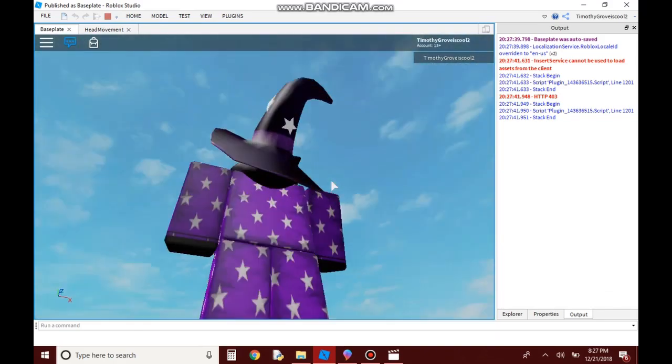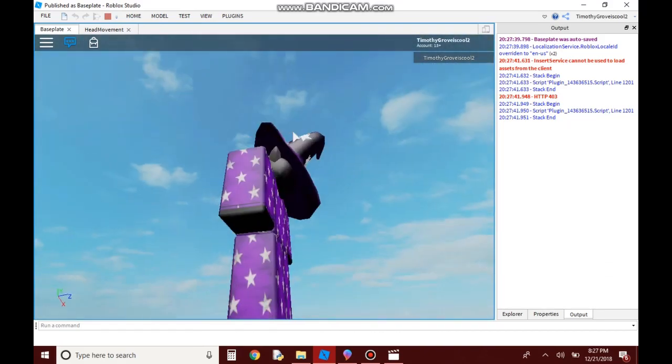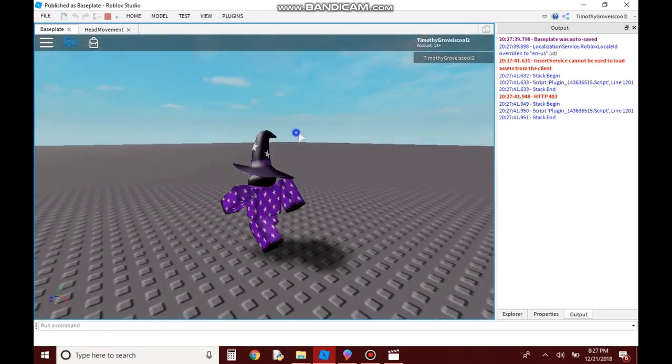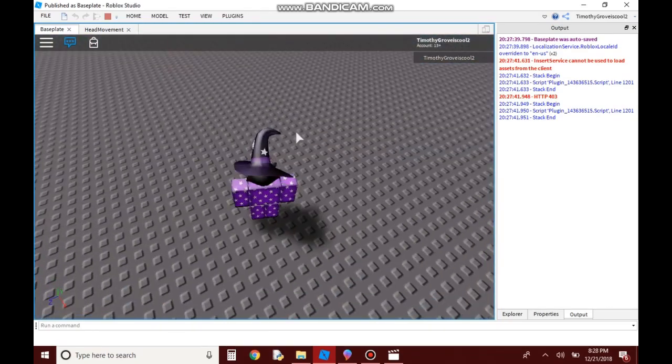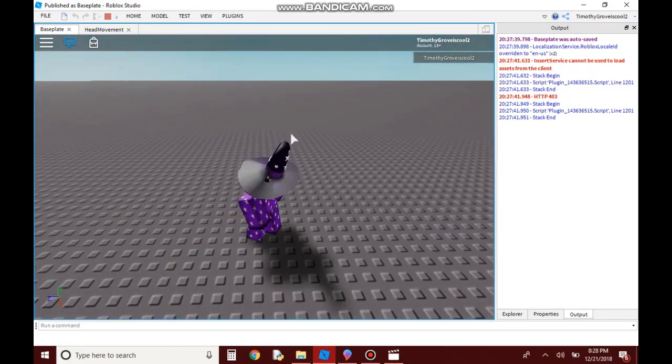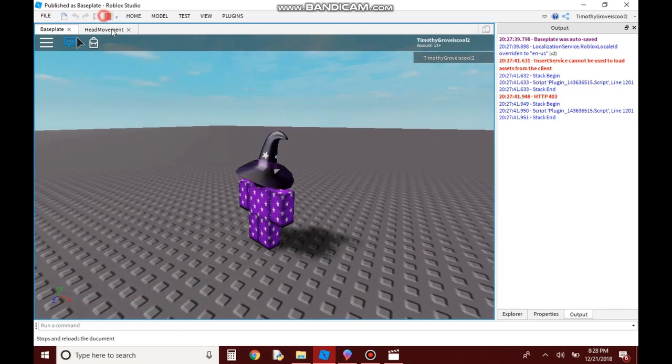So if I turn my camera upwards, the head will look up, and if I turn my camera down, the head will look down. And it doesn't matter which way I look, it'll still do the same thing, since we scripted it to look at the adjacent side and the opposite side, which we scripted.